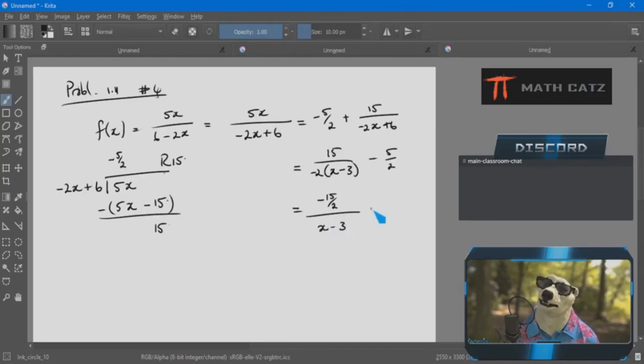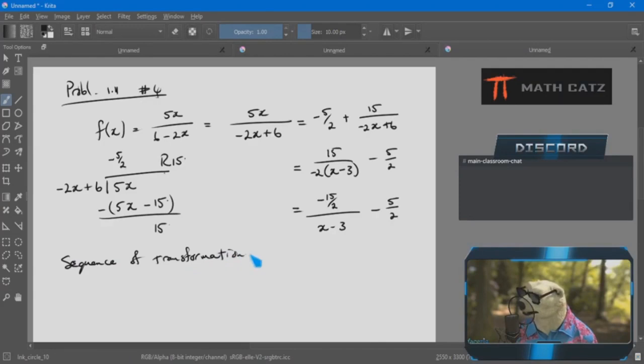and then I can clearly see the transformation that will eventually give me the horizontal shift. So now my sequence of transformations is hopefully easier to spot.